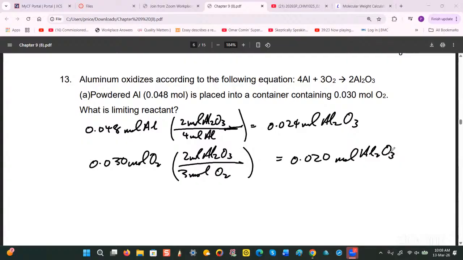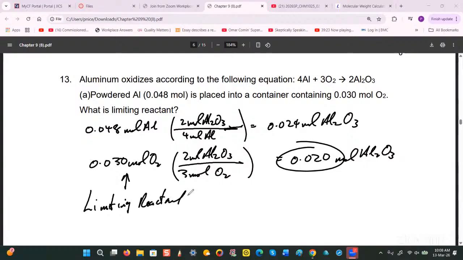You remember what we did at this stage in the previous problem? Right, you identify which one is lower, and that would be this one right here, right? Which means that the oxygen would be the limiting reactant. And that's it. Any questions about this one? Okay, so that's the A part.